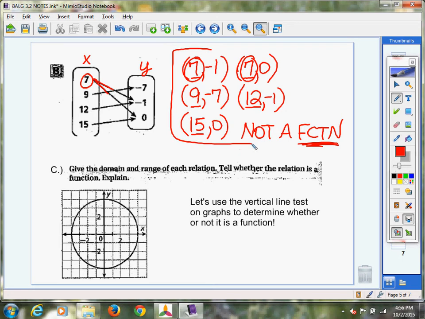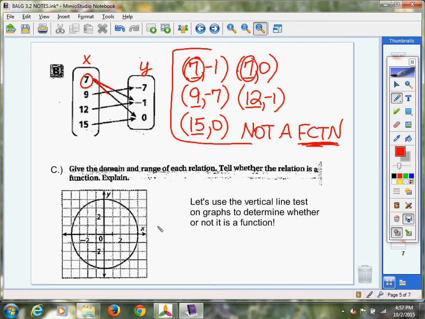All right, let's look at letter C. I think you're going to like this. It's pretty neat. We're going to give the domain and the range for each relation. This is a little bit harder. This is going to go back to what we did in example 2, so be very patient with me and with yourself. You may need to grab 2 colors, because since we're working with a graph, it looks like we're going to have a range of values, which means we're going to have to use inequalities.